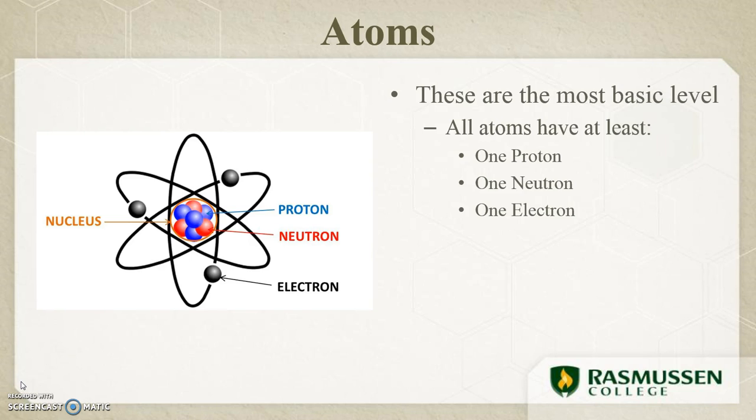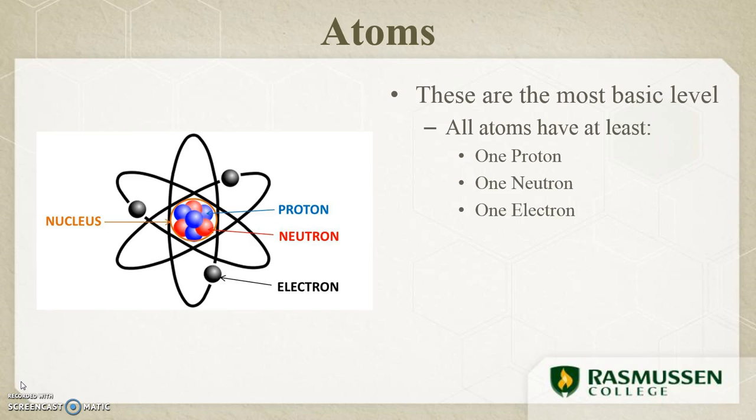Atoms are found at the most basic level of organization. They consist of at least one proton, one neutron, and one electron. A proton is a positively charged particle, a neutron has neither a positive nor a negative charge, and an electron is a negatively charged particle. The proton and the neutron make up the atomic mass of an atom, and they're found in what we call the nucleus, while the electrons revolve around the nucleus. All three combine together in different combinations to create elements.